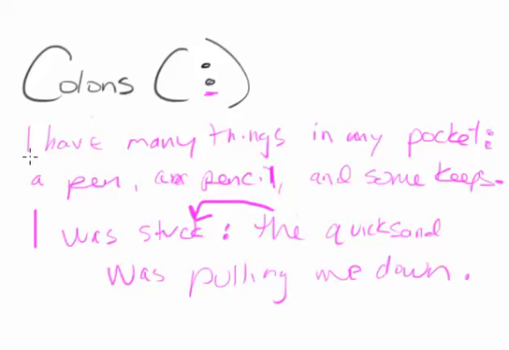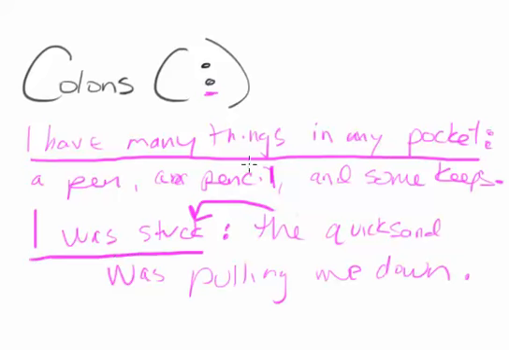We have to have the part before the colon stand alone as a complete sentence, no matter what. So notice in both of these examples, the part I underlined is a complete sentence that can stand alone. Now, in the first example, the part after the colon, a pen, a pencil, and some keys, that's not a complete sentence, but it doesn't have to be. In the second example, the quicksand was pulling me down is a complete sentence, but it doesn't have to be.